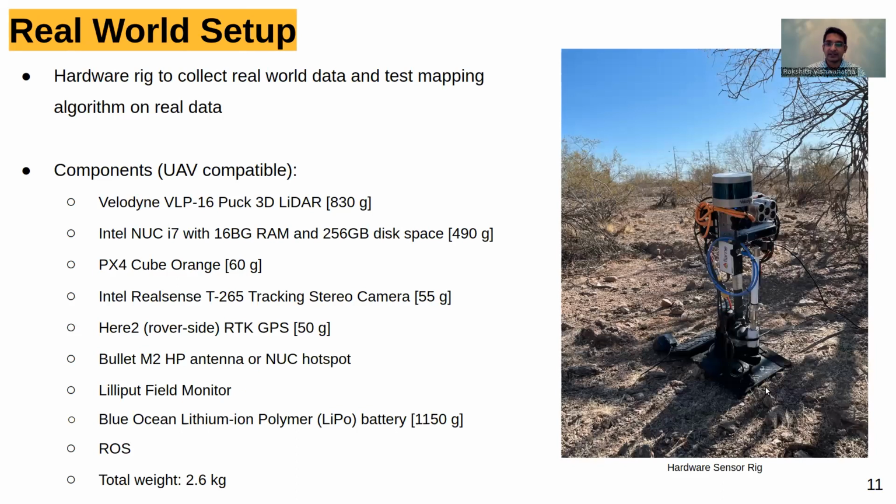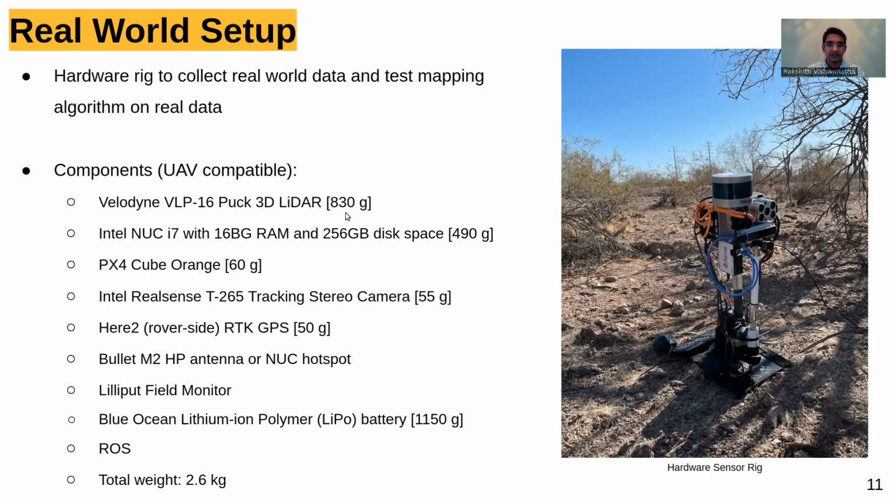The same or a similar kind of setup was created in the real world, where we have a Velodyne Lidar and an Intel RealSense for pose estimation using visual inertial odometry. We have a Bullet M2 antenna, so that we could connect to this setup remotely and control all the sensors from there. It also included an Intel NUC i7, which was the main processing unit to which all the sensors were connected.